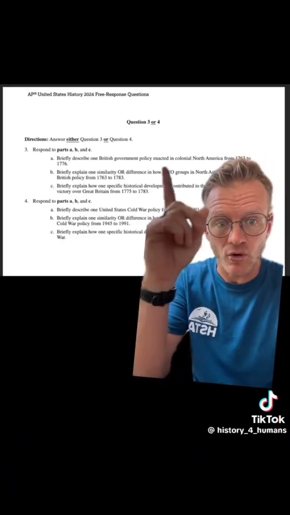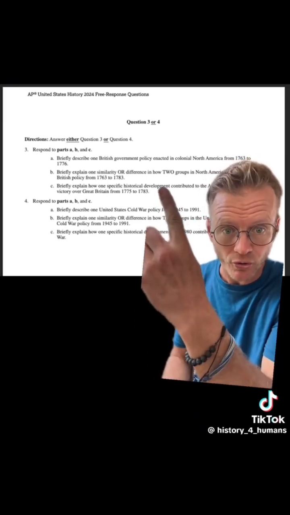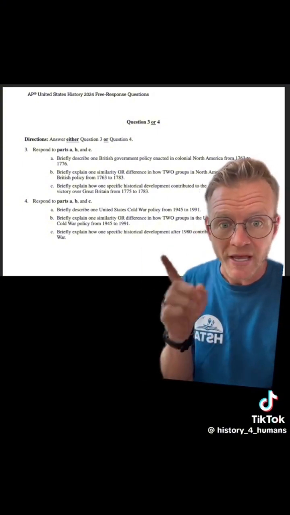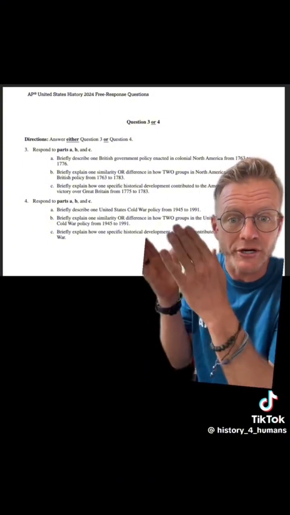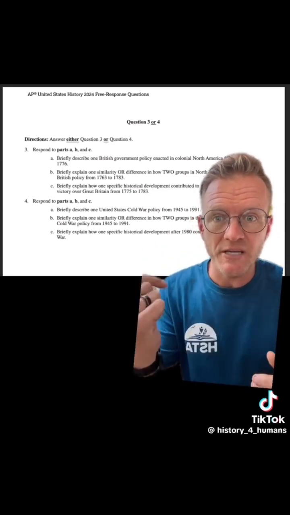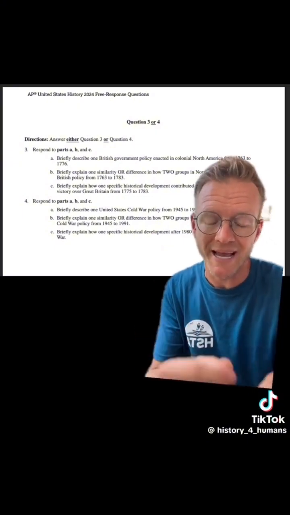Number one is it's the only question set where you have a choice on which one you answer. So if you know more about colonial policies or British policies that led to the American Revolution, boom, you're going to answer 3. If you know more about Cold War policies, you're going to answer 4. And the other reason why you're going to jump and answer this one first is because there's no stimulus. These are just basic questions that you're going to be able to answer quicker.